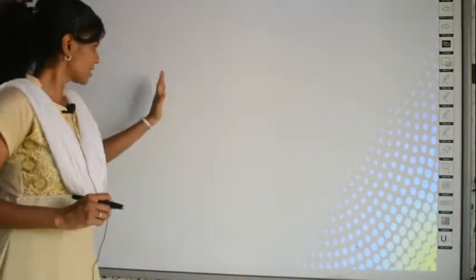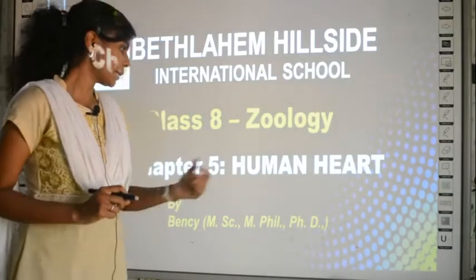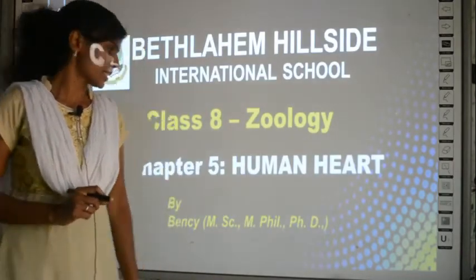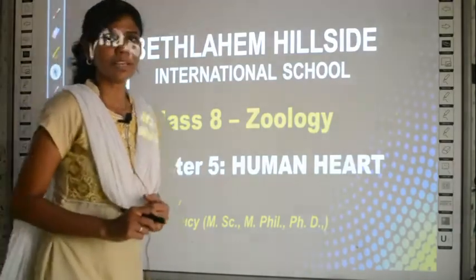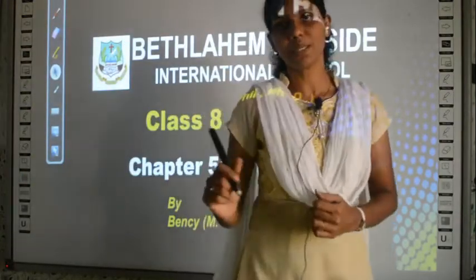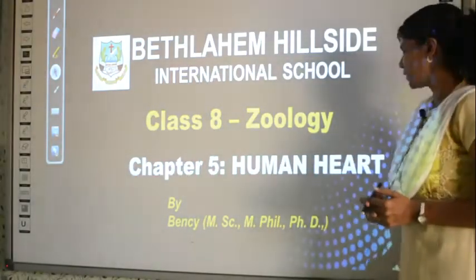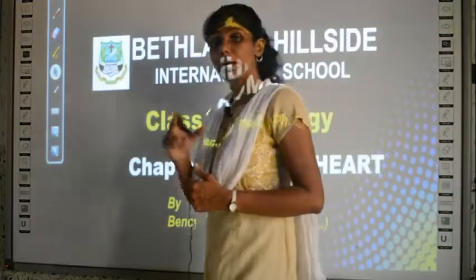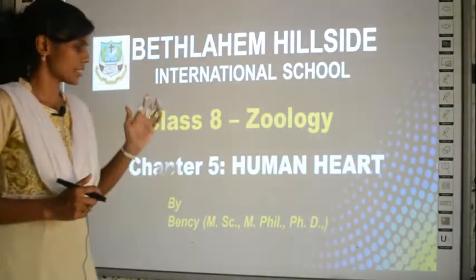So, let's get started. What are we going to learn today? We are going to learn about the human heart. It is a new lesson, chapter 5, and the name of the lesson is circulatory system. The topic you are going to learn today is the human heart, the structure of the heart, or the parts present in the heart. You are going to learn all of this in today's class.